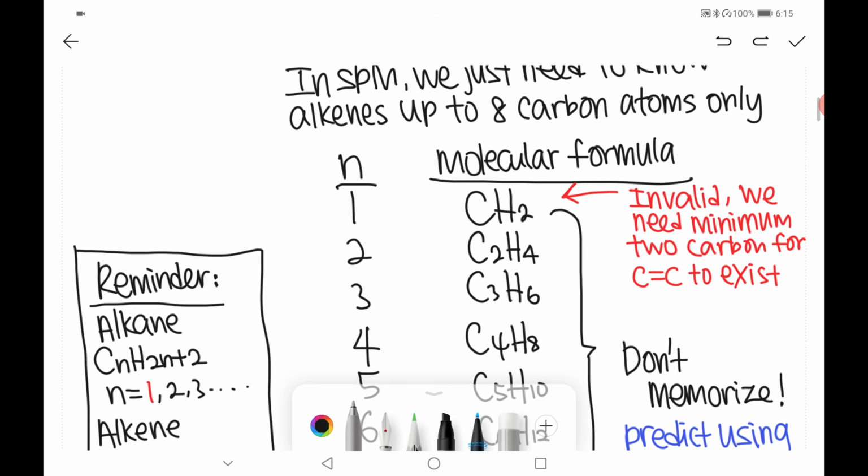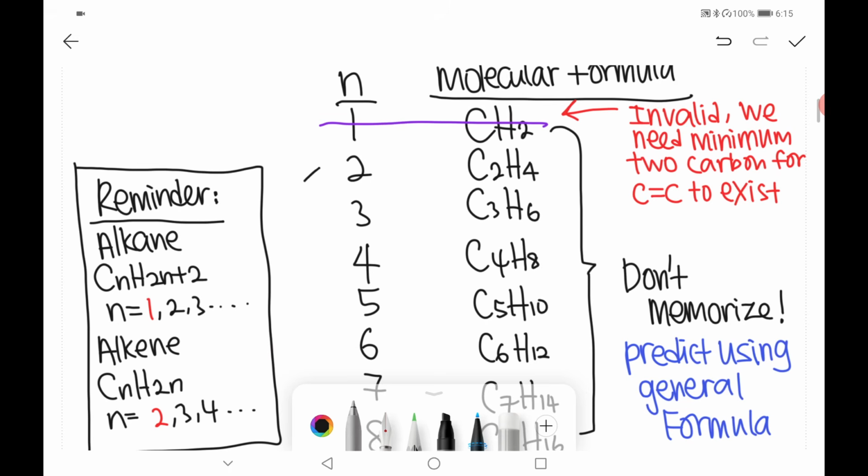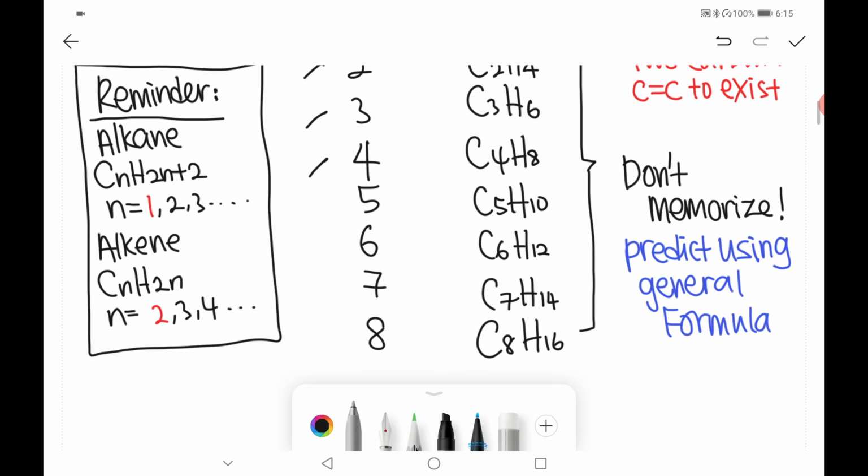So if you substitute n equal to 1, you get CH2. Cannot, because as I said just now, for alkene, the n cannot start from number 1. Why? Because it's invalid. If you want to have alkene, we must have minimum 2 carbon, because only then do you get a carbon-carbon double bond. If there is only 1 carbon, you don't have a carbon-carbon double bond, so it's not even an alkene. So n equal to 1 is wrong; I just cut it off. Then n can be 2, 3, 4, until n equal to 8.